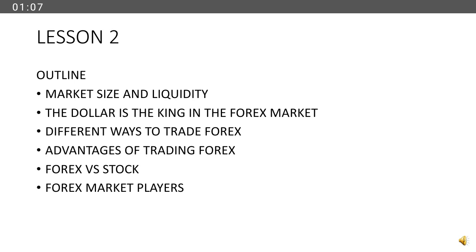Now, these are the outlines we are taking today. Number 1, market size and liquidity. Number 2, the dollar is the king in the Forex market. Number 3, different ways to trade Forex. Number 4, advantages of trading Forex. Number 5, Forex versus stock. And the last one, Forex market players. Now let's start.